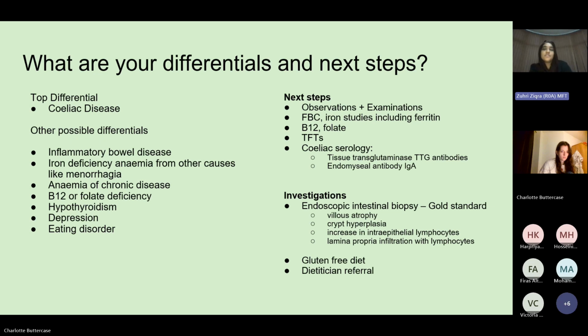What were people's differentials for this particular scenario? And what next steps did you discuss with your patients? Sorry, someone's put a message that I can't see.